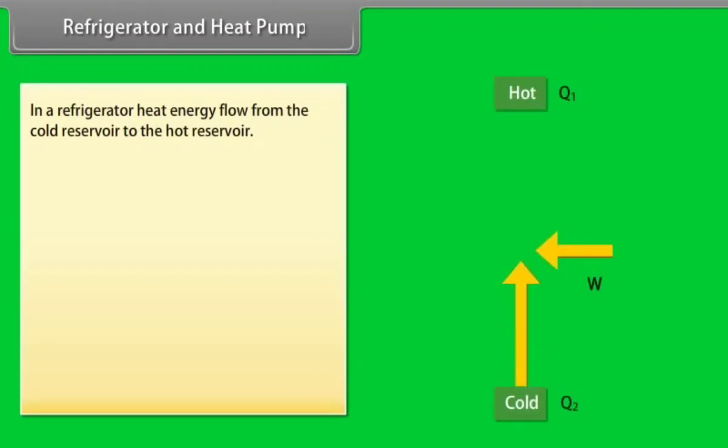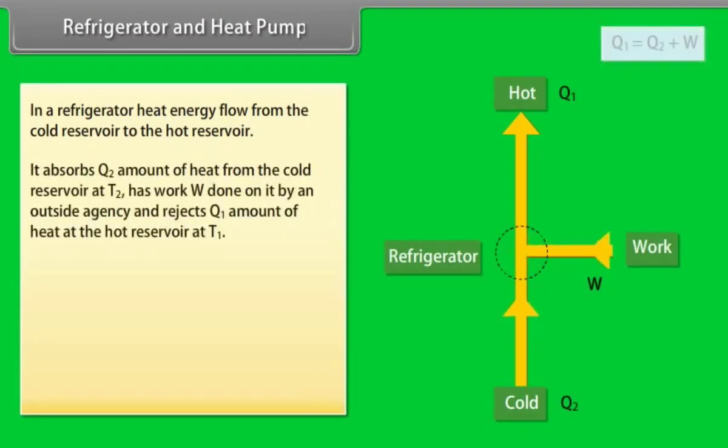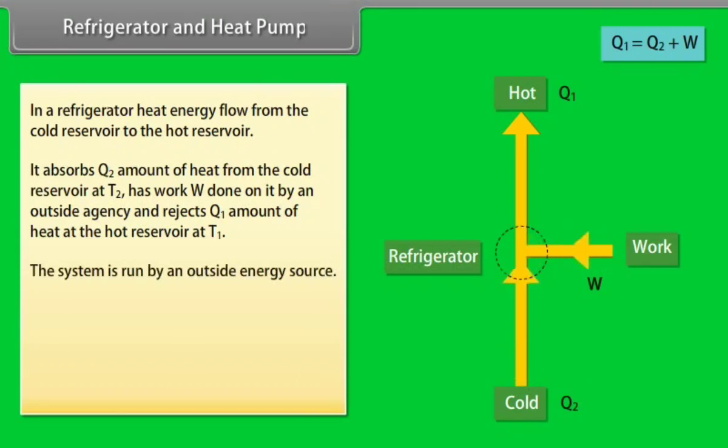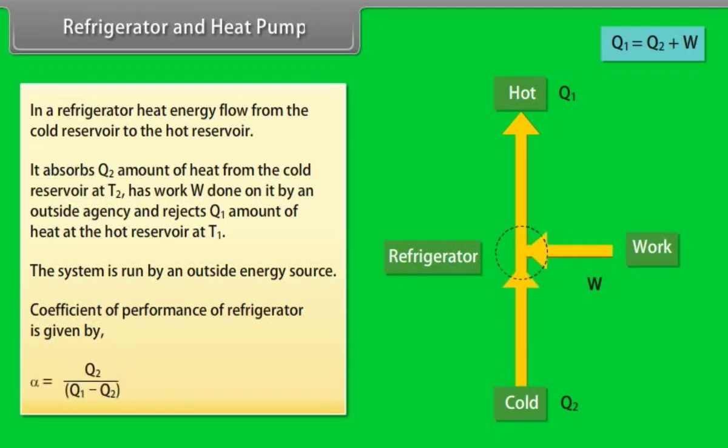Refrigerator and heat pump. In a refrigerator, heat energy flows from the cold reservoir to the hot reservoir. It absorbs Q2 amount of heat from the cold reservoir at T2, has work W done on it by an outside agency, and rejects Q1 amount of heat at the hot reservoir at T1. This system is run by an outside energy source. The coefficient of performance of a refrigerator is given by alpha equals Q2 upon Q1 minus Q2.